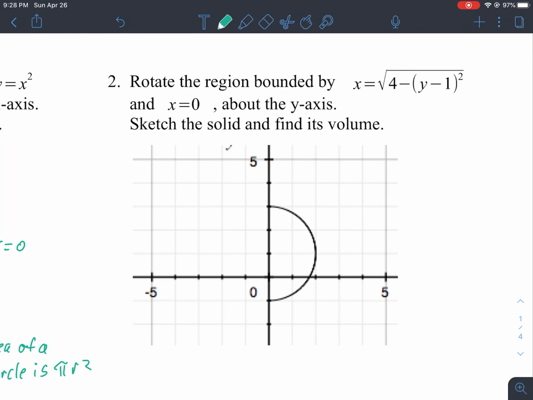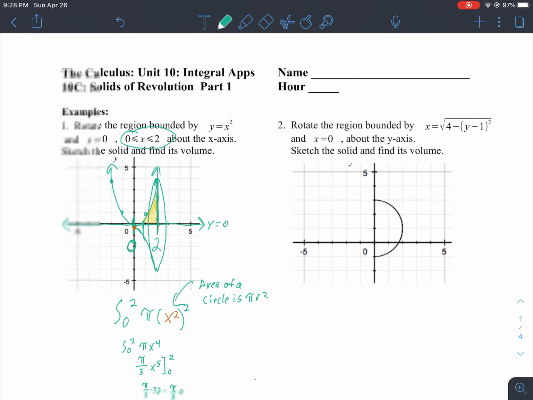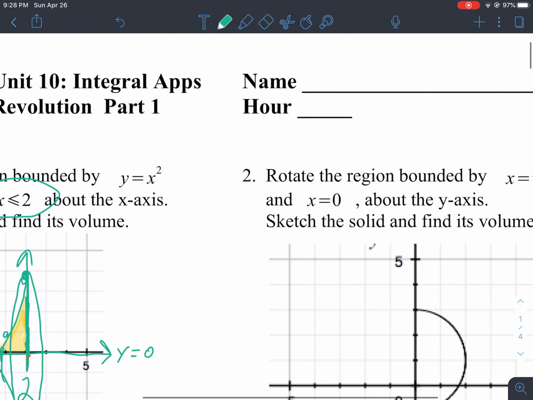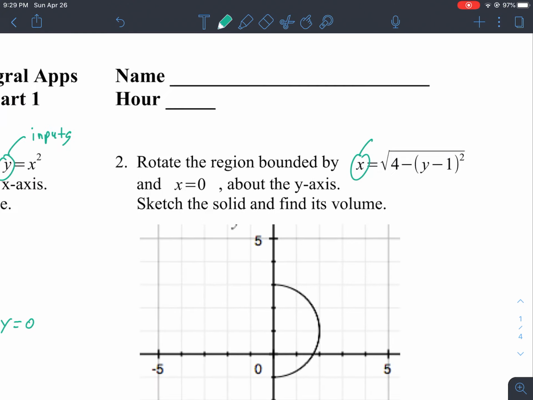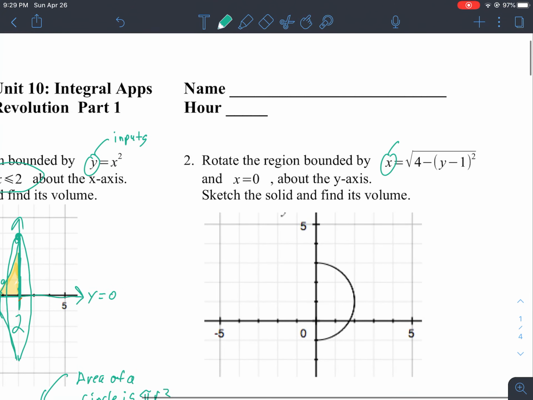Okay, let's try this bad boy. Rotate the region bounded by x. Oh, wait a second. This one said y equals. So these are the inputs. And this one says x equals. Oh, sorry. I said that backward. This one says y equals. So x is the inputs. I circled the wrong side. Sorry, go back. X is the inputs.